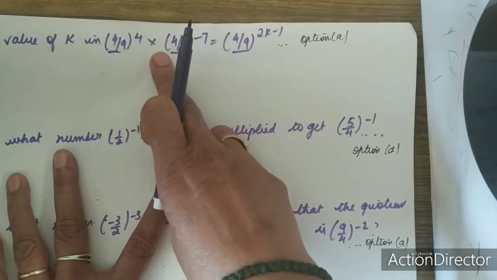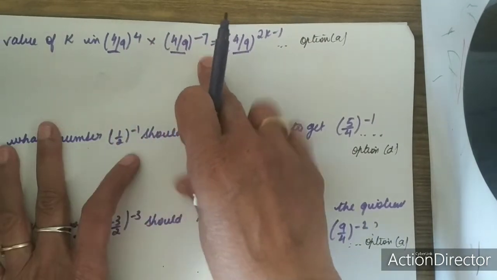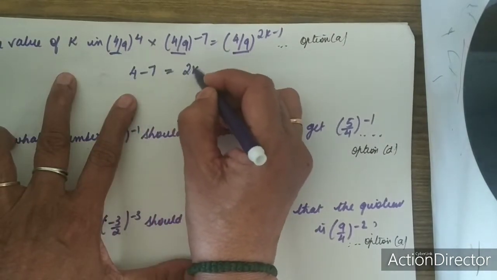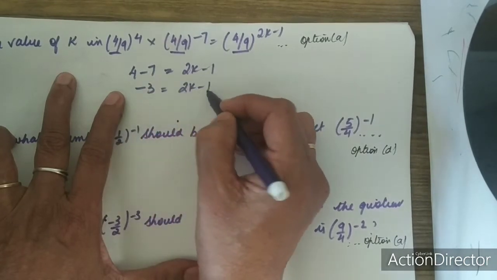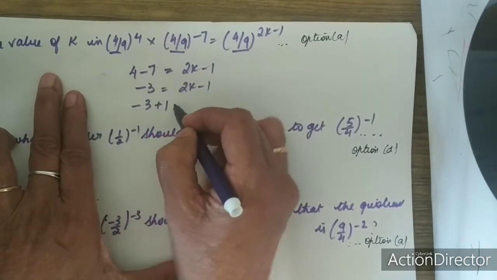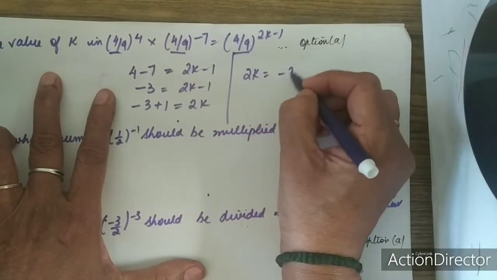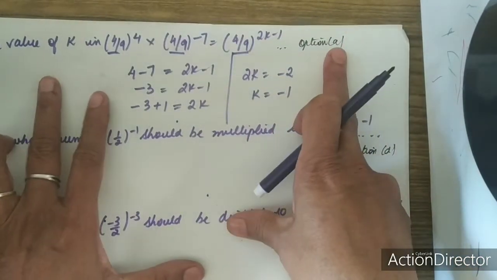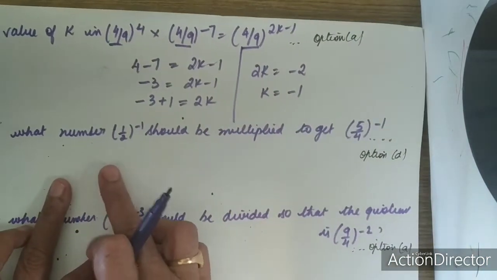Since the bases are same, we can equate the powers. Since there is a multiplication over here, bases are same, we can add the powers. That is 4 minus 7 is equal to 2k minus 1, minus 3 is equal to 2k minus 1, minus 3 plus 1 is equal to 2k, 2k is equal to minus 2, or k is equal to minus 1. So therefore your option A is right. Moving on to the next question.